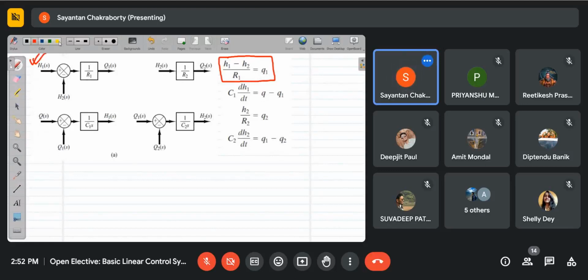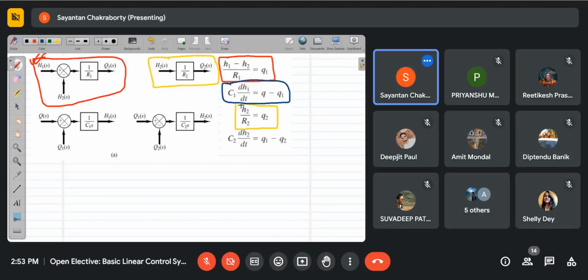Then this relationship, this one. Then this relationship, the dynamic equation for tank 1. How can we write this one? Q, capital meaning in the Laplace domain, minus Q1 is equal to C1s H1, or you can say H1 is equal to (Q minus Q1) by C1s. So (Q minus Q1) by C1s.